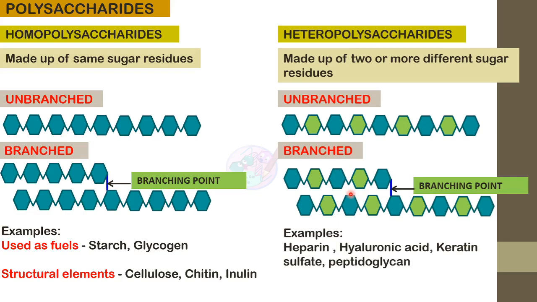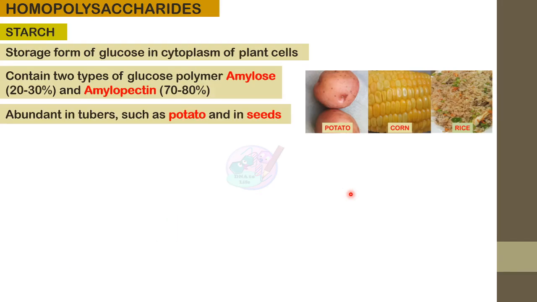Examples of homopolysaccharides are those used as fuel, like starch and glycogen. They are also structural elements like cellulose, chitin and inulin. Examples of heteropolysaccharides are heparin, hyaluronic acid, keratan sulfate and peptidoglycan.